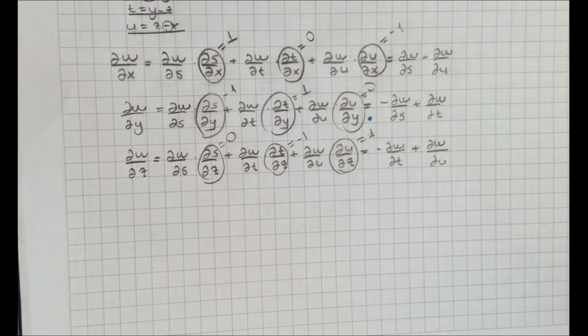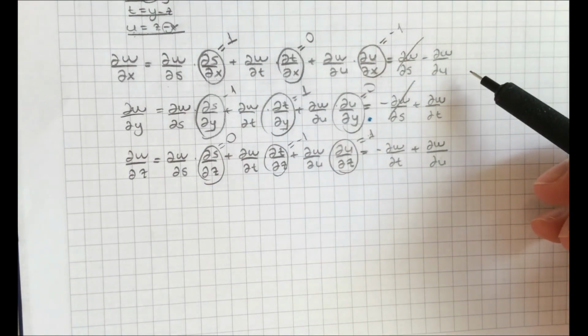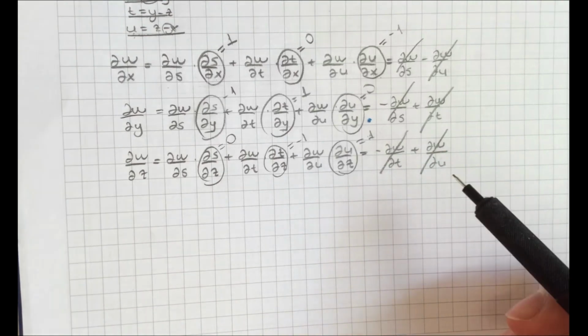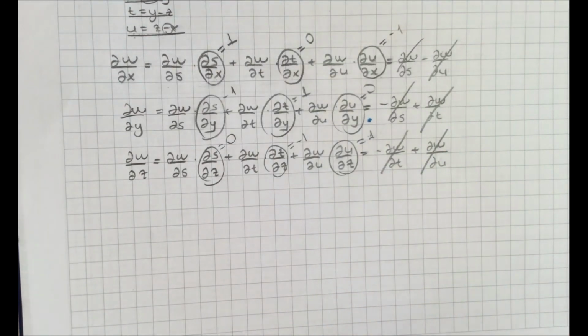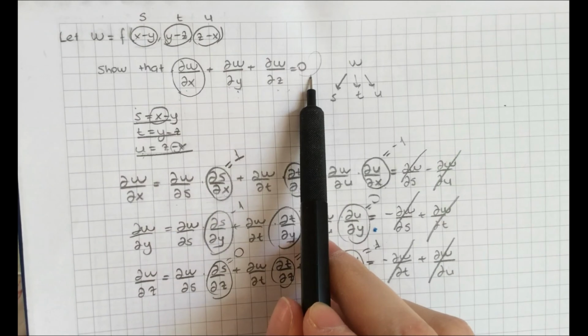So here the terms with the partial derivative with respect to s are gone, and the ones with u are gone, and t is gone if we add them to each other. And we verify that the sum of the partial derivatives with respect to x, y, and z is equal to 0.